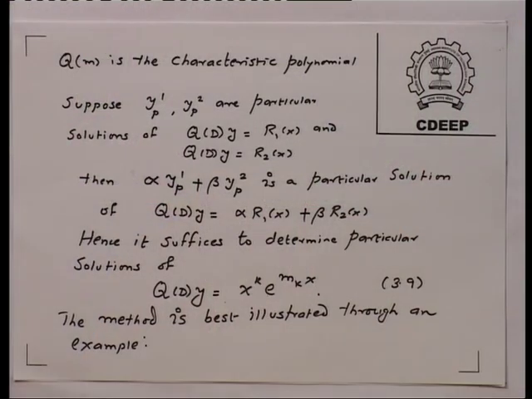Now tell me, suppose you find particular solutions yp1 and yp2 of Q(D)y equal to r1(x) and Q(D)y equal to r2(x), right? And yp1 is a solution of the first and yp2 is a solution of the second. Now suppose I take a linear combination of yp1 and yp2. What will this be? This will be a particular solution of what? Q(D) of y equal to alpha r1(x) plus beta r2(x), correct? Is that right? So it is enough to determine the particular solution of Q(D) of y equal to x to the power k, e to the power mkx. That's all. So you just have to take the right hand side to be an exponential monomial and finish the problem. So we can really concentrate our attention on how to deal with an exponential monomial.